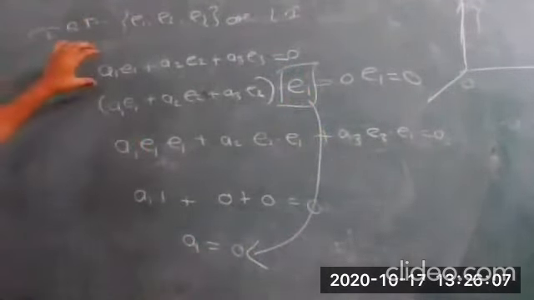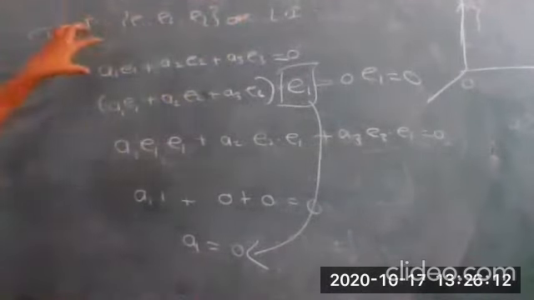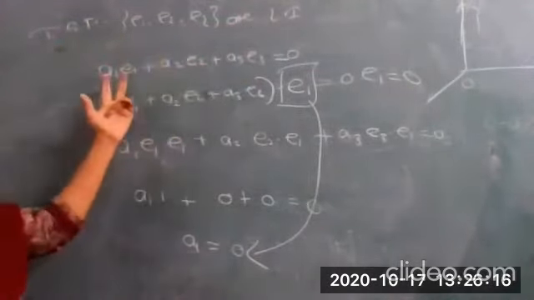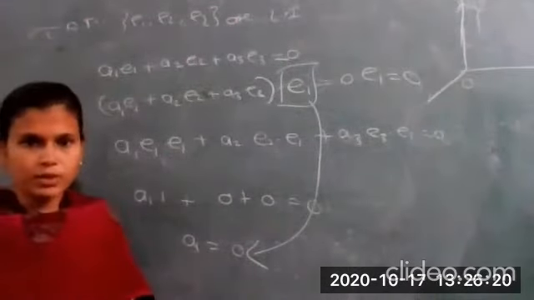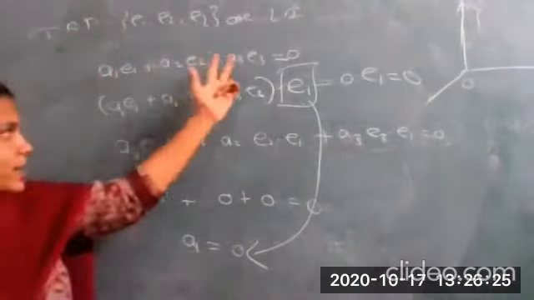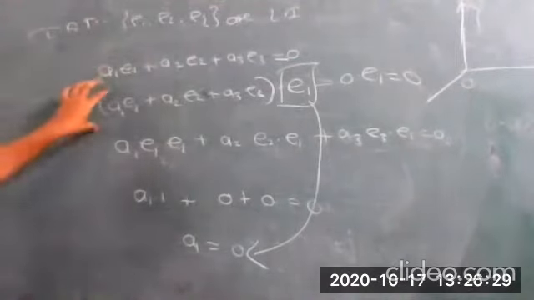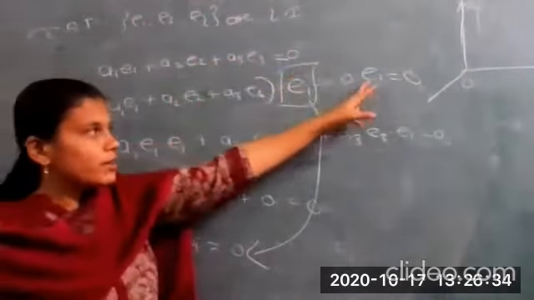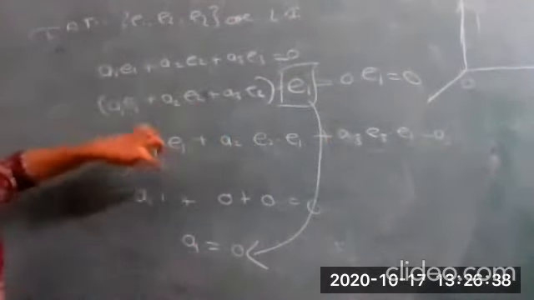Correct? We started with, if I want to prove E1, E2, E3 are linearly independent, then I have taken the linear combination of these. That is, we have A1, A2, A3, these are any scalars, and we have taken the linear combination. If I want to prove linear independence, I have to prove all the scalars A1, A2, A3 are 0. To prove this is 0, we have taken the dot product of this equation with E1. So the dot product of 0 with E1 is 0. So finally, if I take a dot product, E1 dot E1 is equal to 1.